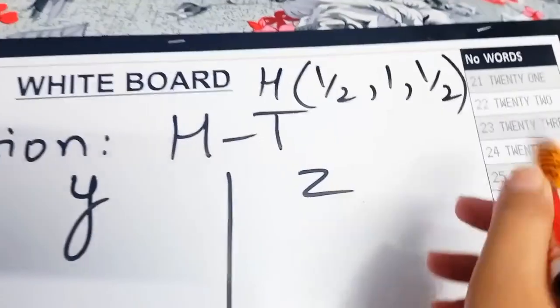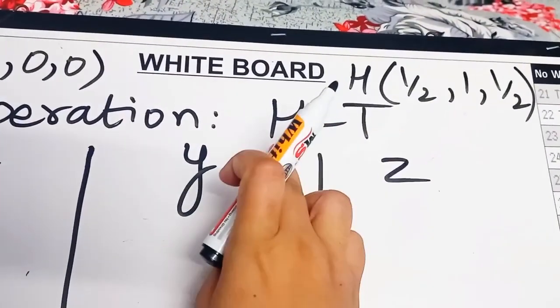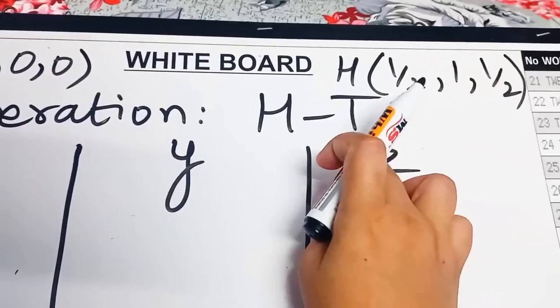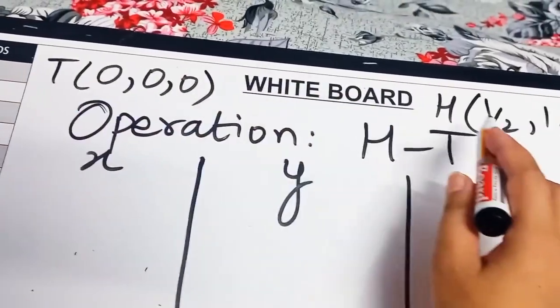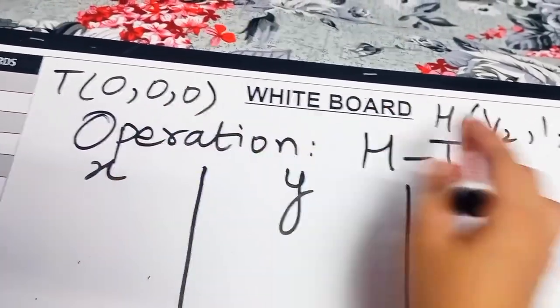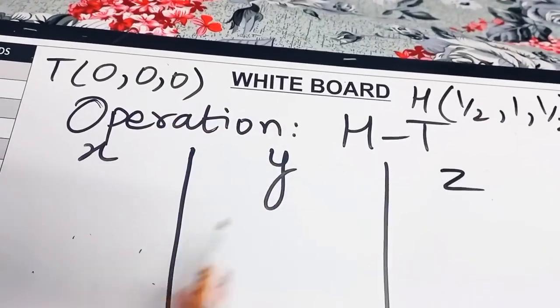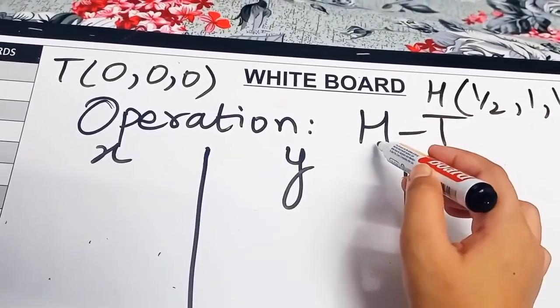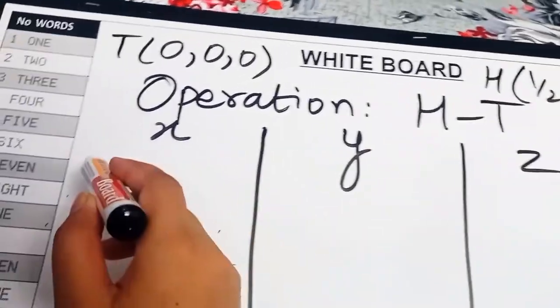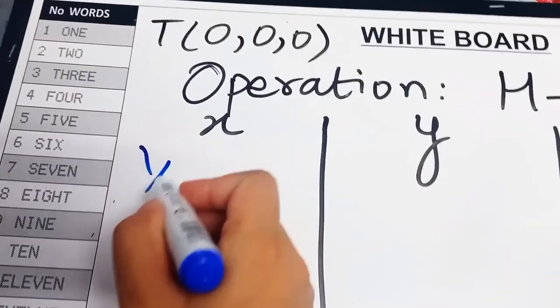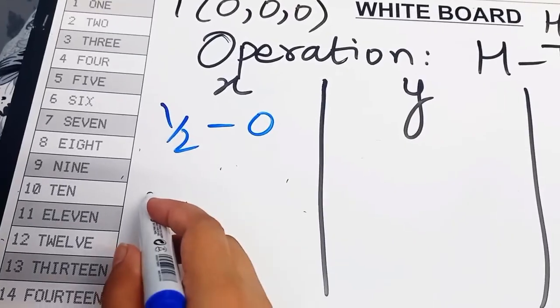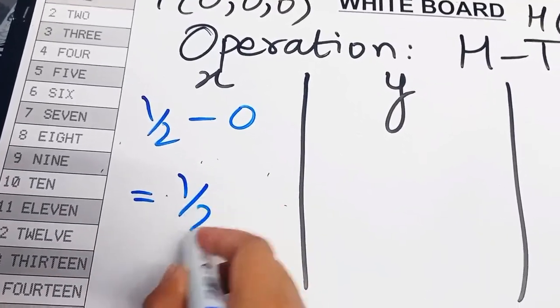So keeping in view the order of subtraction, we will write the head coordinate and subtract from it the corresponding tail coordinate. So x from x, y from y, and z from z. Alright, so for x direction, first we'll write head coordinate, which is 1 by 2. It's 1 by 2 minus tail coordinate, which is 0, and you'll write equals to 1 by 2 simply.